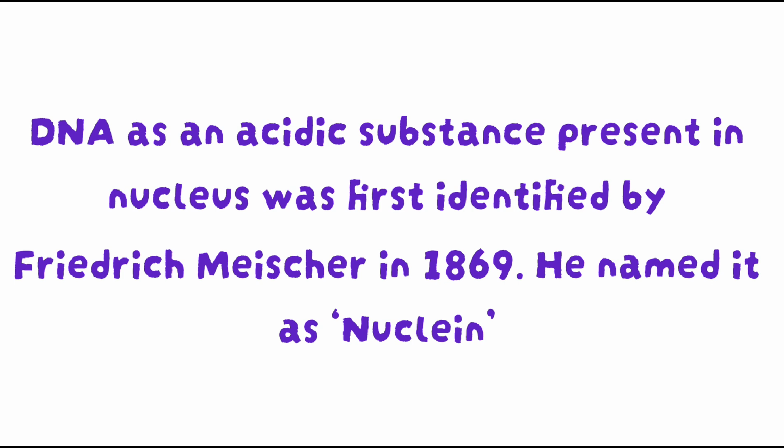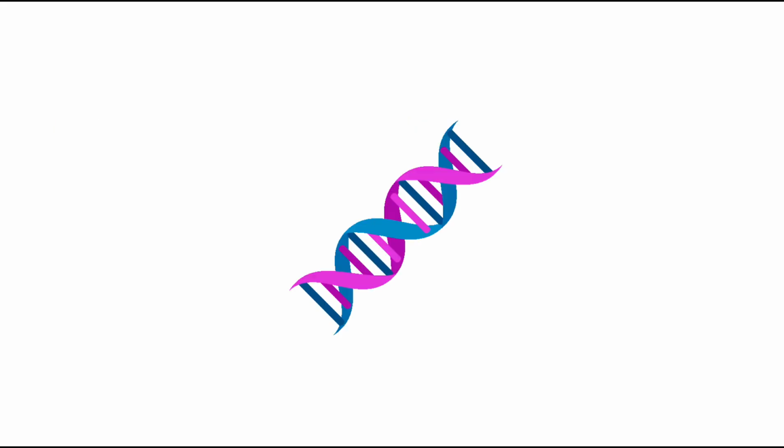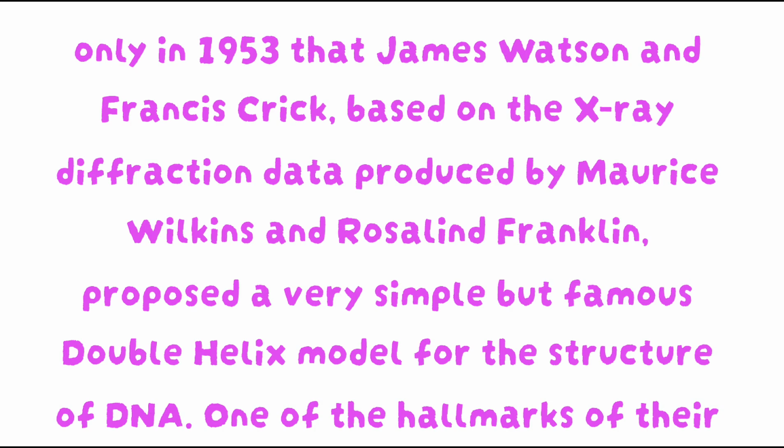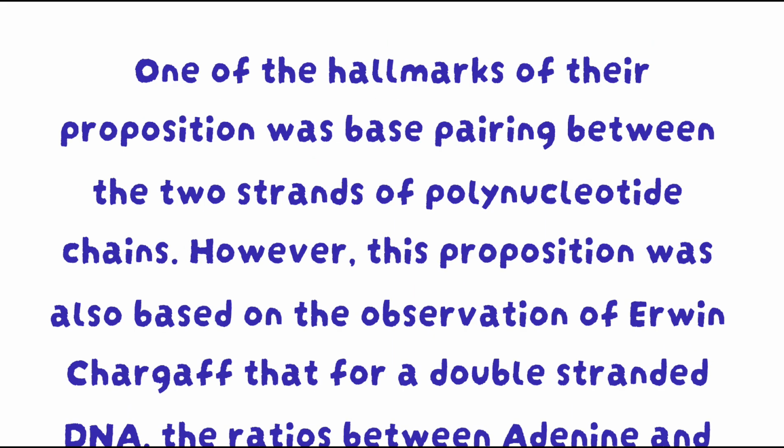However, due to technical limitations in isolating such a long polymer intact, the elucidation of the structure of DNA remained pending for a very long time. It was only in 1953 that James Watson and Francis Crick, based on the X-ray diffraction data produced by Wilkins and Franklin, proposed a very simple but famous double helix model, that is the structure of DNA. One of the hallmarks of this proposition was base pairing between the two strands of the polynucleotide chain.